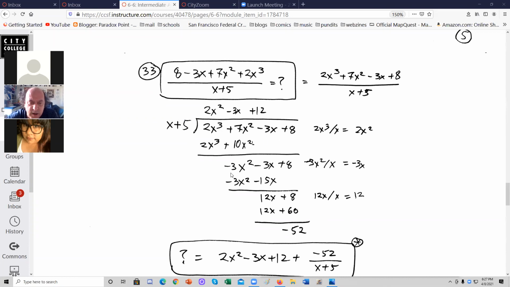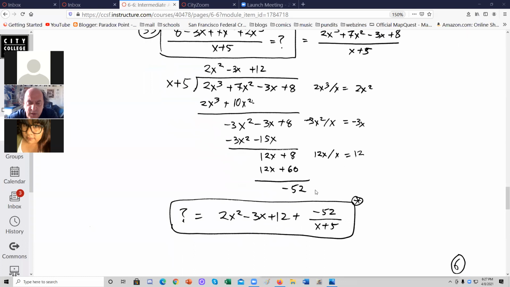And divide leading terms, minus 3x squared over x is minus 3x into the quotient. Minus 3x times x plus 5 is minus 3x squared minus 15x. Subtract throughout. These cancel. Negative 3 minus negative 15 is negative 3 plus 15, that's 12. 12x plus 8. 12x divided by x is 12 into the quotient. 12 times x plus 5 is 12x plus 60. Subtract, and we're left with a remainder of negative 52.